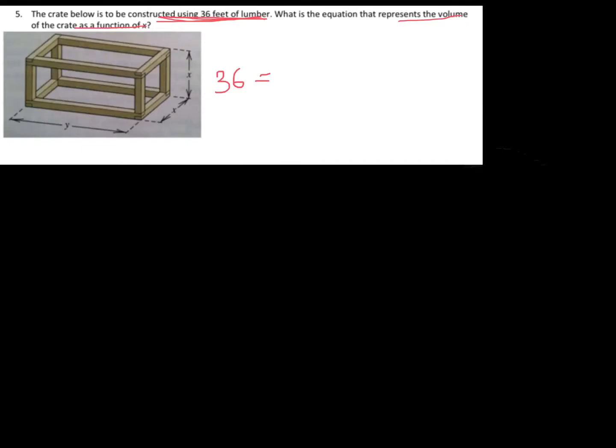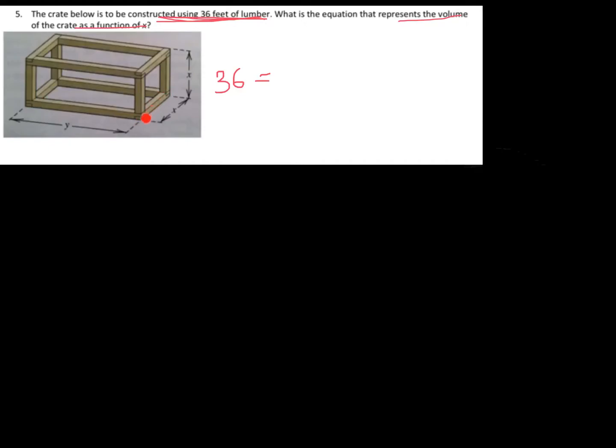What represents all the lumber? Well, the length of all of the pieces of lumber that I use, combined, has got to equal 36. So how would I represent that? Let's use the variables that they give us, and let's start first with the height. The height here is x, but this is not just counted once. I have one length x here, another length x here, another length x here, another length x here. So that's 4 lengths of value x.